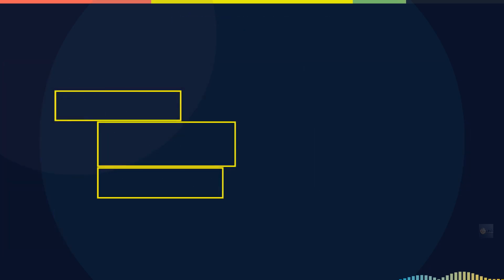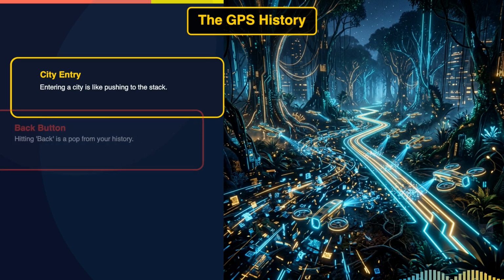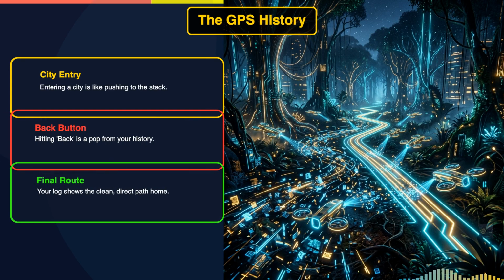Think of it like a GPS history. Every time you enter a new city, you add it to your log. If you hit back, you remove the most recent city. Refresh or staying in the same city doesn't change your log. At the end, your log shows exactly where you are relative to home.